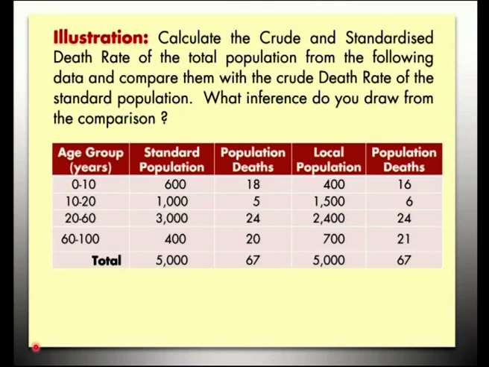This example is to be worked out to find CDR and standardized death rate. Calculate the crude death rate and standardized death rate of the total population and compare them with the crude death rate of the standard population. What inference do you draw from the comparison? That is, after finding the standardized death rate, we will be able to say whether it is a higher or lower standardized death rate. The age group is given, the standard population is given, the population and deaths in the local population are given. Thank you.